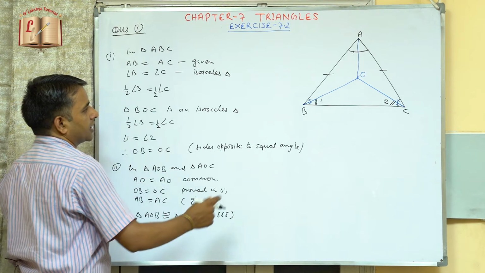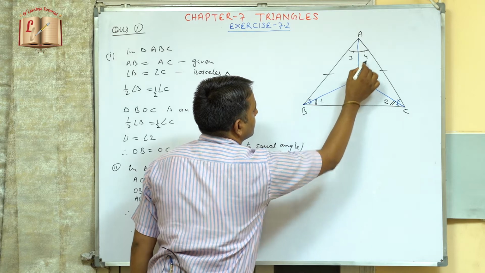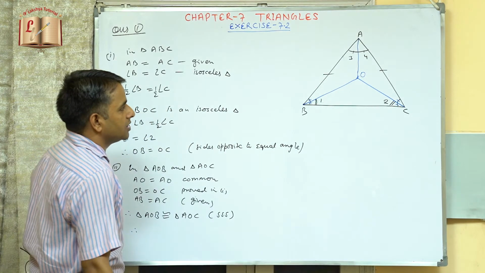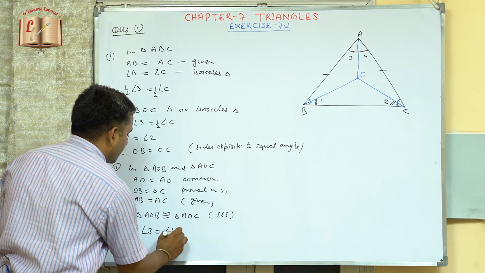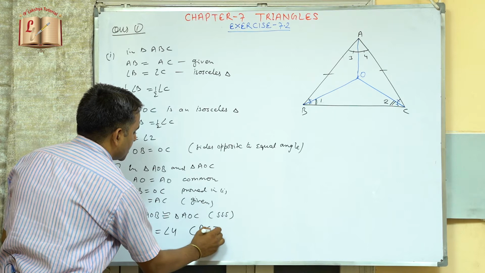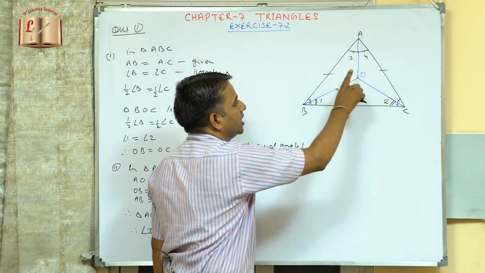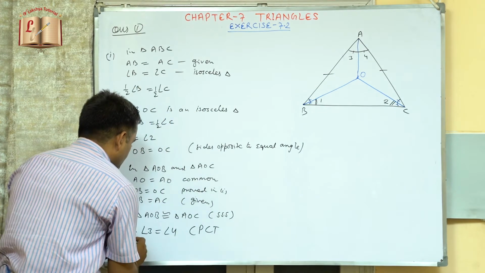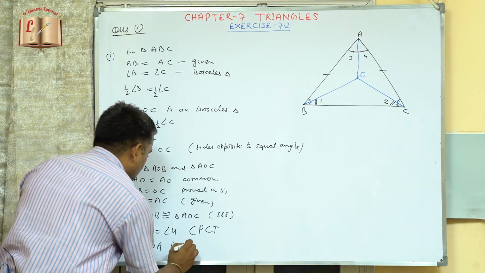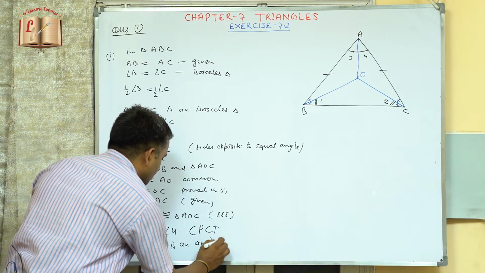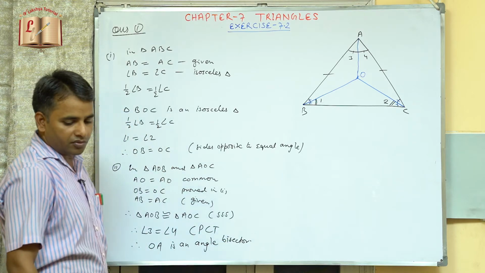Therefore, now I can write this angle is equals to this angle. Suppose this is angle 3 and this is angle 4. So once these two angles are equal, therefore angle 3 is equals to angle 4. This is by CPCT. So once these two angles are equal, therefore AO is the angle bisector. Now I can write therefore OA is an angle bisector. So we have proved this.